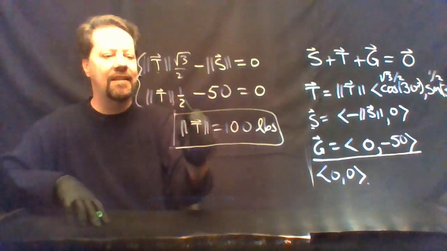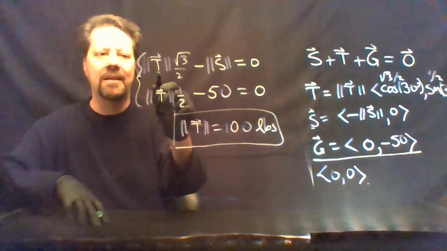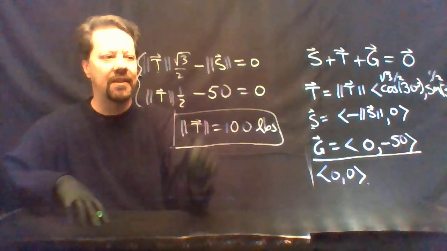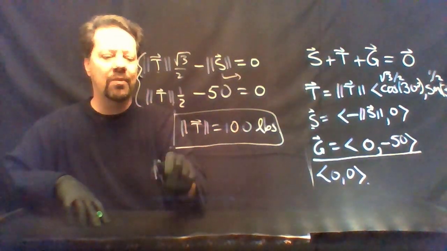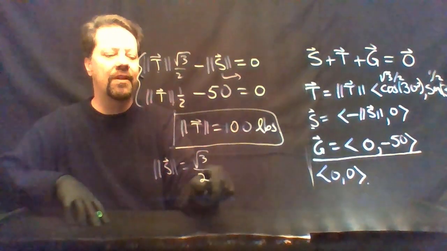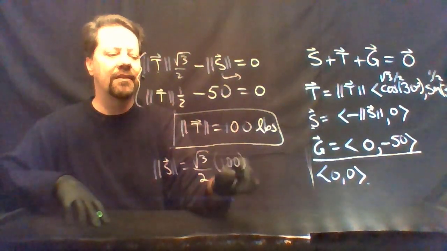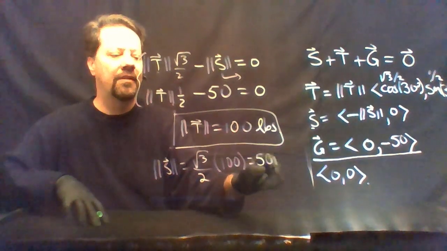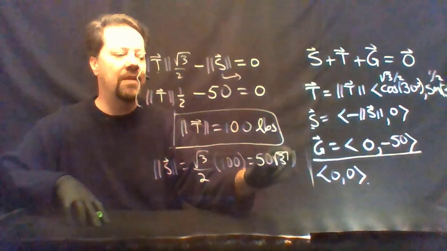Knowing now that the norm of the tension in the rope is 100 pounds, we'll plug that in here. We'll move this over to get the norm of the sister force. Is root 3 over 2 times that 100, or 50 root 3 pounds.